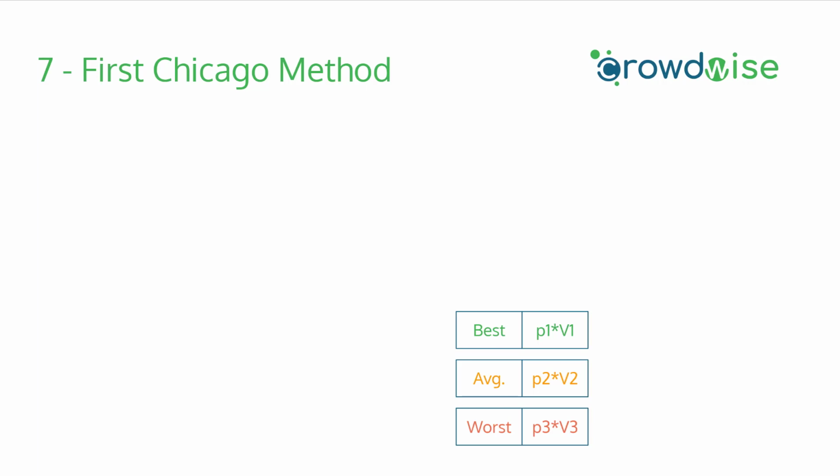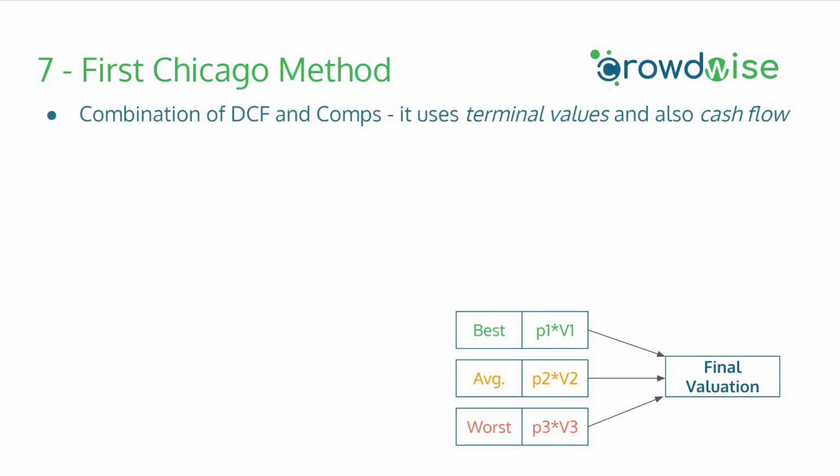What you do is you take the probability of a certain valuation for the best case, and then add that to the probability times the valuation in the second case, and add that to the third case. And together, that results in your final valuation. You're basically calculating the expected value outcome based on different probabilities. So I like to think that it's a combination of both the DCF method and the comps method, since it uses both terminal values but also cash flows in the future.